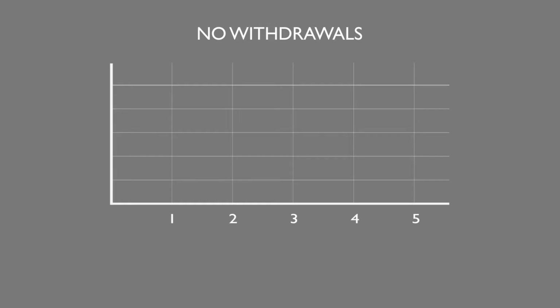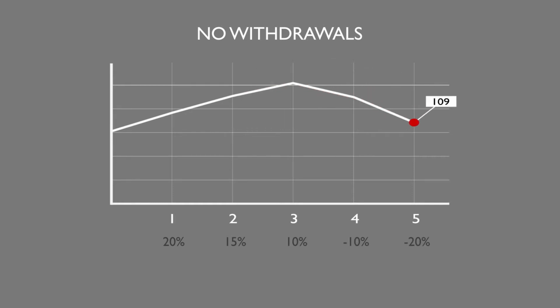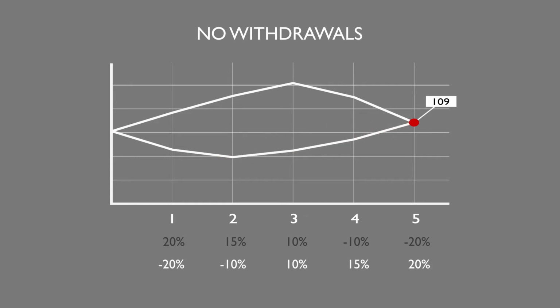Let me explain. In this graphic, we have two 5-year investment periods with the same returns but in different orders, and no withdrawals were made. The end result is exactly the same.